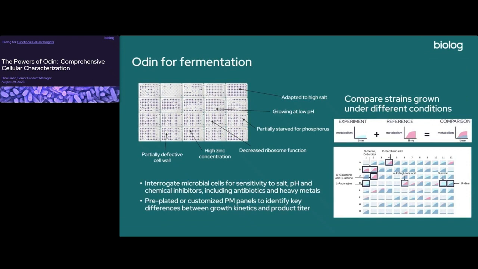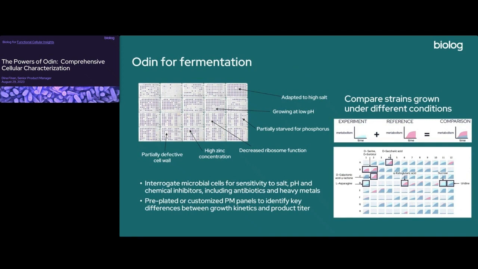And this is super useful, as you can probably imagine, if you're trying to optimize a fermentation process. So here on the left is our set of 20 PM plates again. And you can see, each well basically probes different questions. So you can interrogate microbes to see which ones are more sensitive to high salt conditions, which ones are more sensitive to heavy metals, different pH. And so this really helps you make these calls about how fit or how robust a strain is under a given set of conditions.